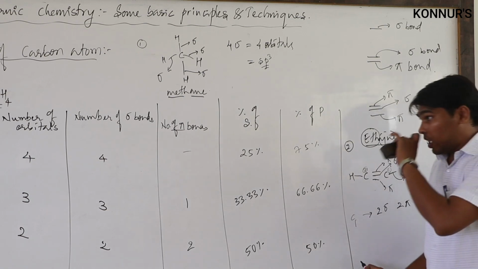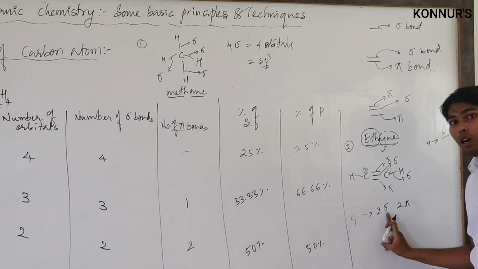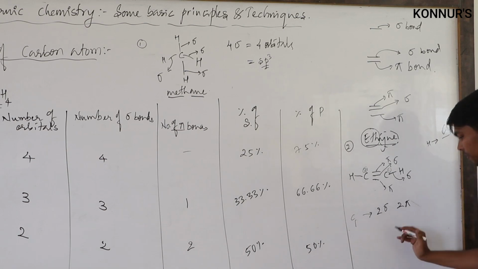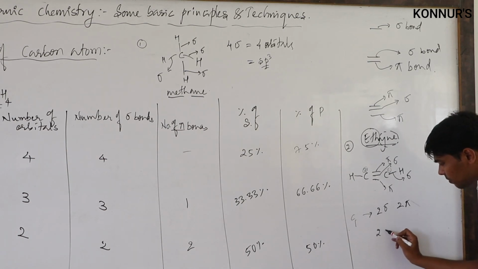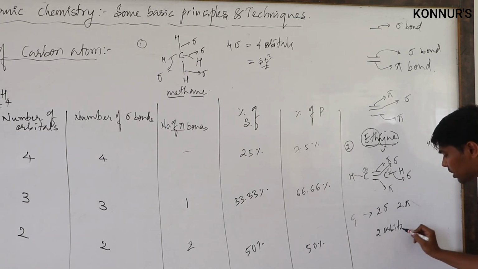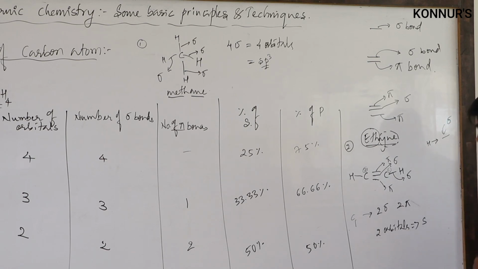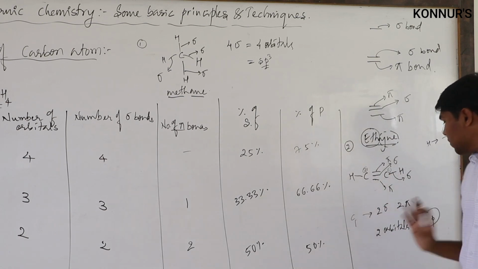I told you one hint: the number of sigma bonds is equal to the number of orbitals. 2 sigma means 2 orbitals. S is always there, and 1 orbital more it becomes. So the remaining is P only. So it is sp hybridization. The C1 carbon is sp hybridized.